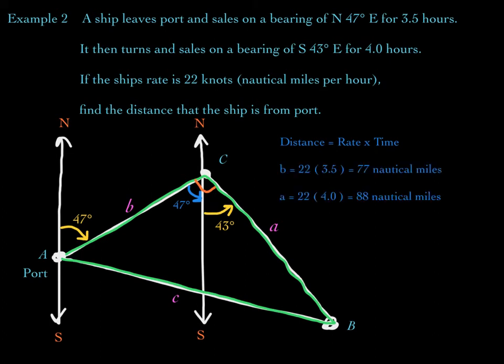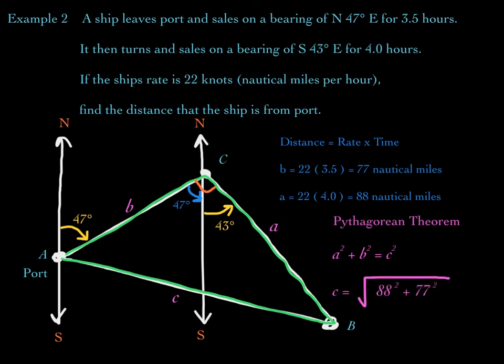All right, these are my findings. When I take the rate and multiply it by the time, I get 77 nautical miles. That's this distance here. And when I take the rate and multiply it by this time, I get 88 nautical miles. Now I can use the Pythagorean theorem here because this is a right triangle. We proved it. And we know side A now, we know side B, and I can use it to find side C, which is the unknown, the distance from the ship to the port.